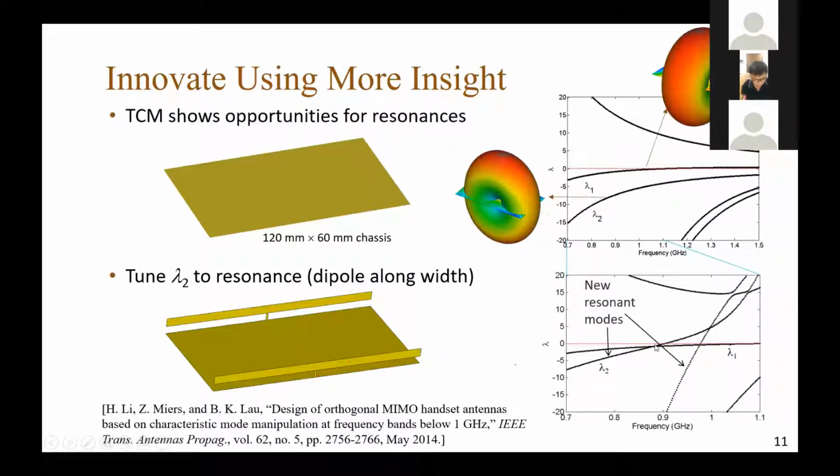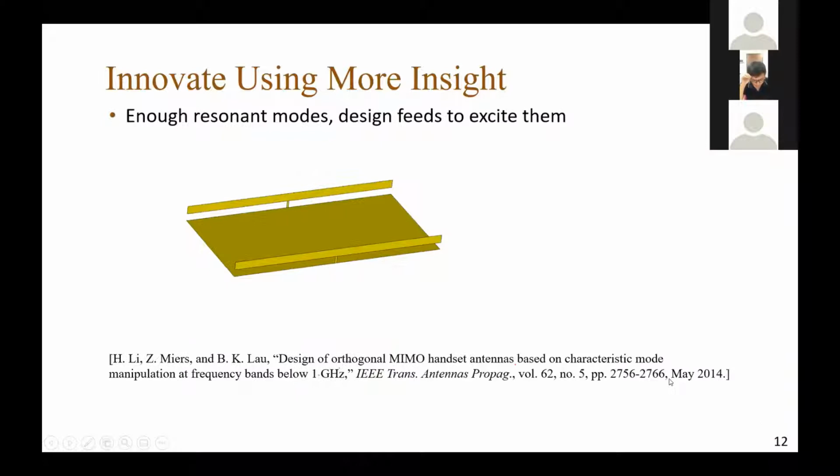So now we have a new mode which is under 1 gigahertz. And to throw into this mix, we actually get another mode as a bonus from the slot that is created by the strip. So now we have 2 new modes. So we have now enough modes, but how do we feed them? How do we excite them so we can have 2 antennas that are behaving well?